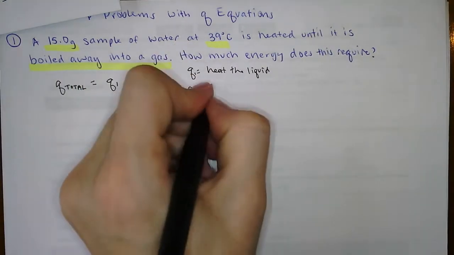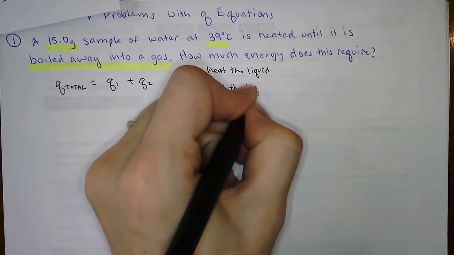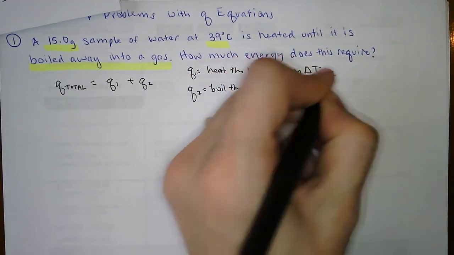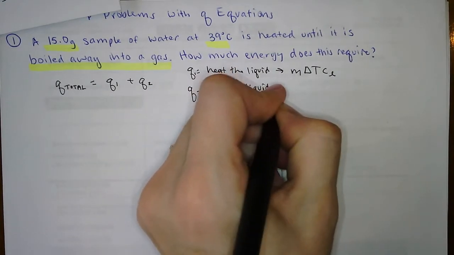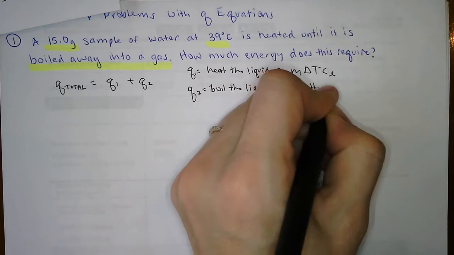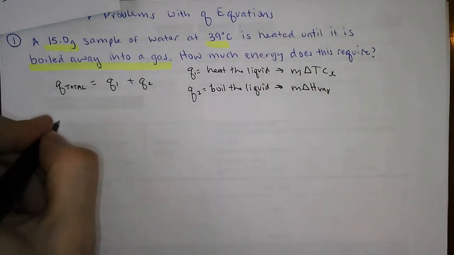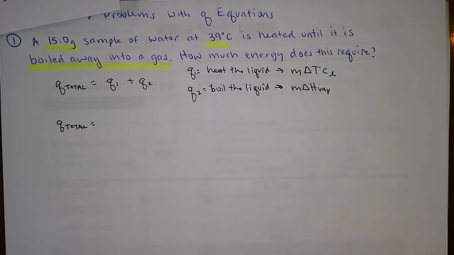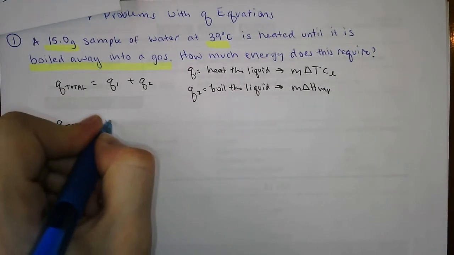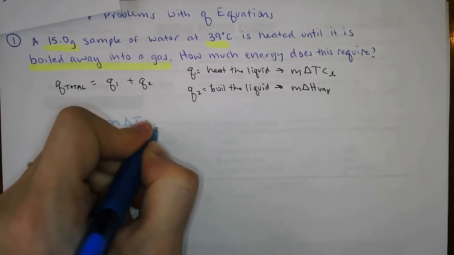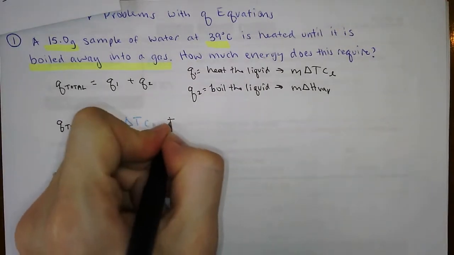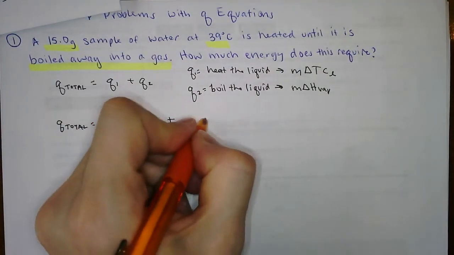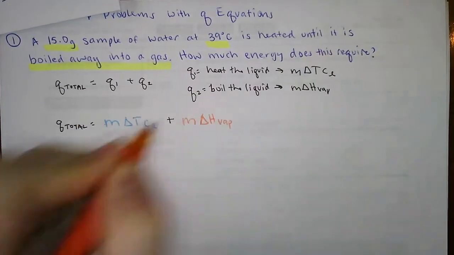Q2 is going to be when I boil the liquid. So heating the liquid, that's going to be M delta T C_L. Boiling the liquid is going to be M delta H vaporization. So again, my Q total is going to be M delta T C_L, so it's heating it up, and then plus M delta H of vaporization.